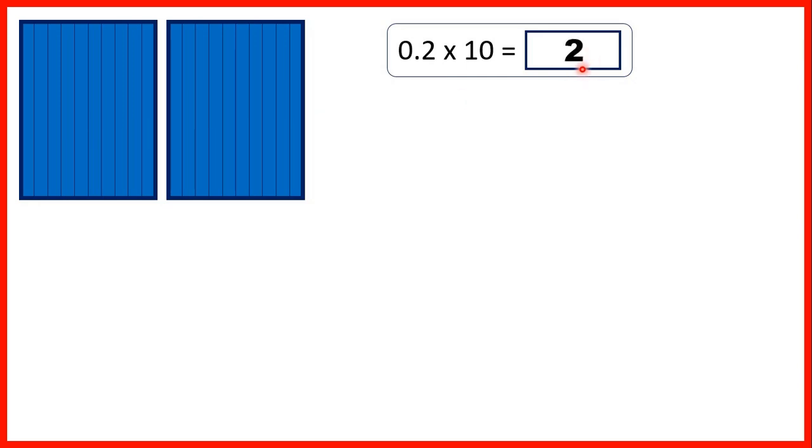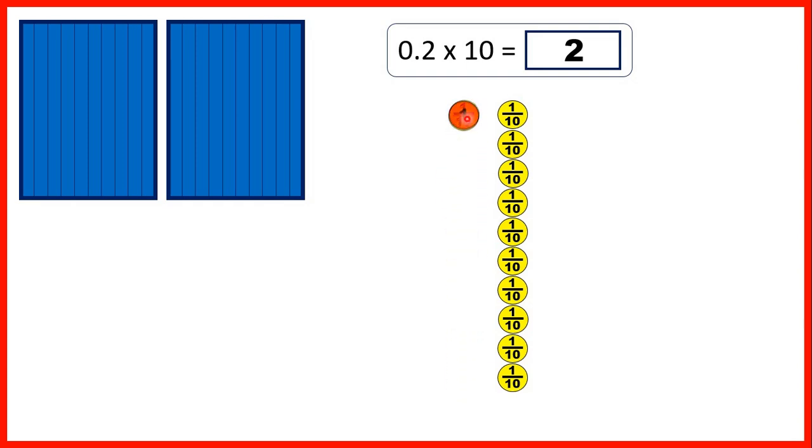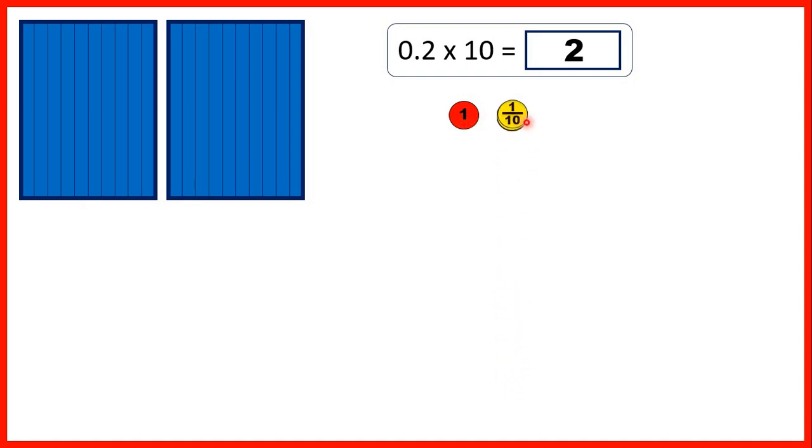We could also count using place value counters. So there's 2 tenths, which is the same as 0.2. So if we copy this 1, 2, 3, 4, 5, 6, 7, 8, 9, 10 times, we now have 20 tenths. But remember, we can join 10 of these tenths together to make one whole, and then we have another 10 tenths which can make another whole. So that's 2 ones, or 2, as our answer.